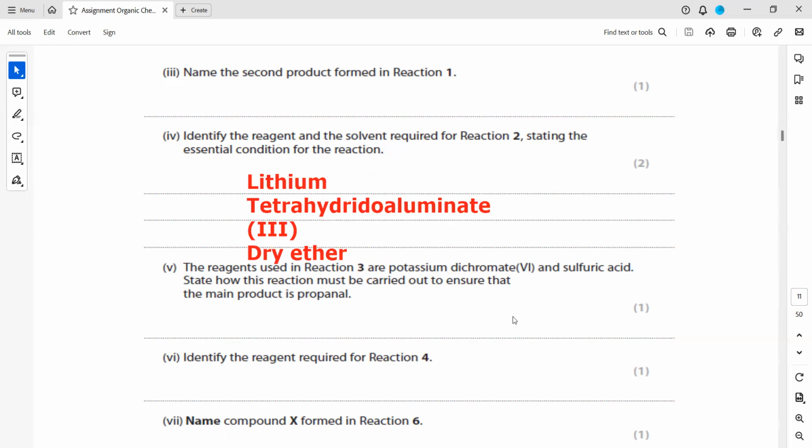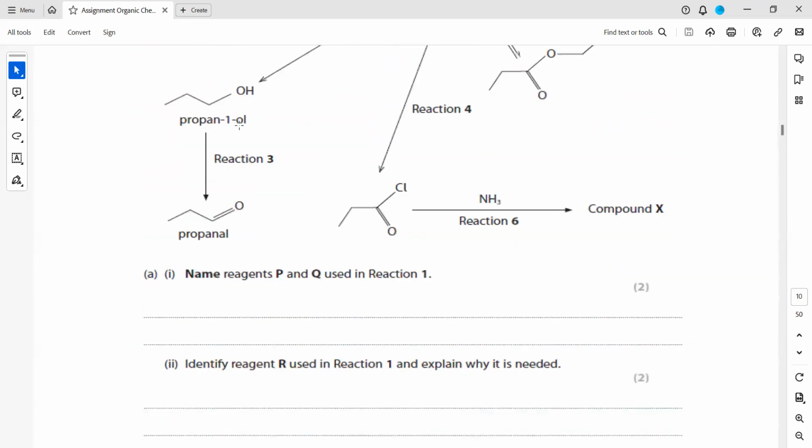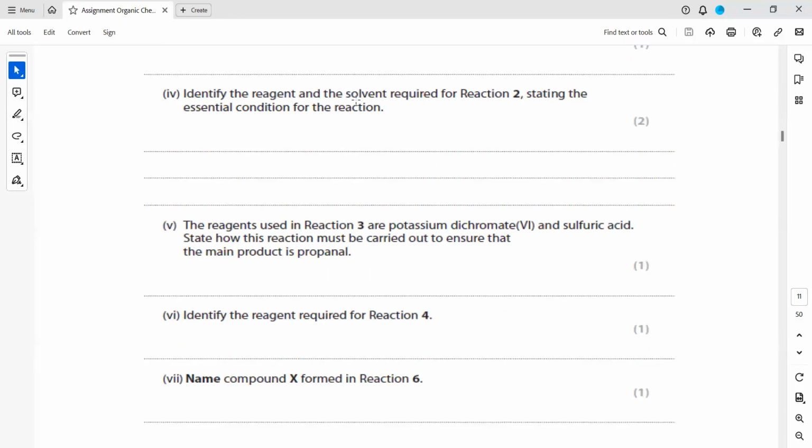The reagents used in reaction 3 are potassium dichromate, an oxidizing agent, and sulfuric acid. How must this reaction be carried out? Look, we want to carry out a partial oxidation, because a primary alcohol can be oxidized to an aldehyde, and the aldehyde can be further oxidized to a carboxylic acid. If we want a partial oxidation, we should distil the product immediately out of the reaction, allowing the product to escape. So state how the reaction must be carried out: we should distil the product.